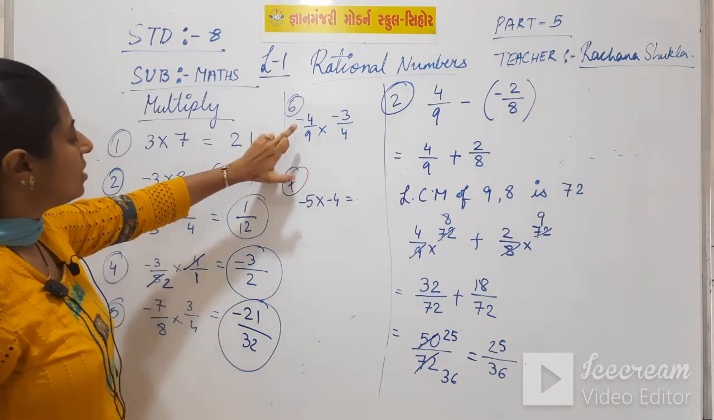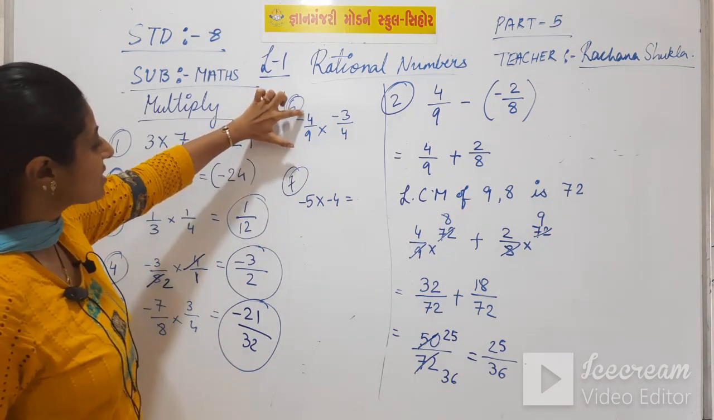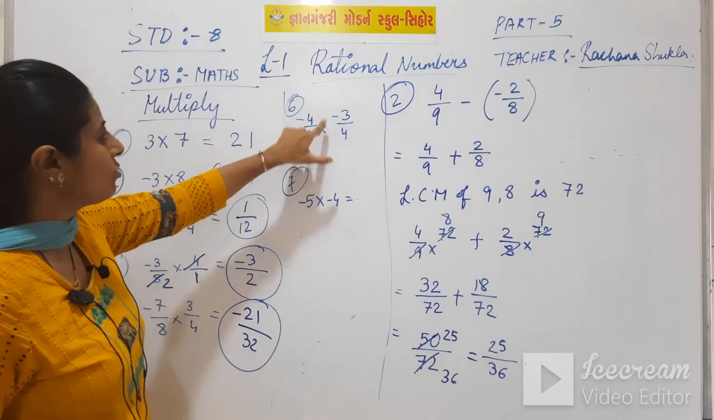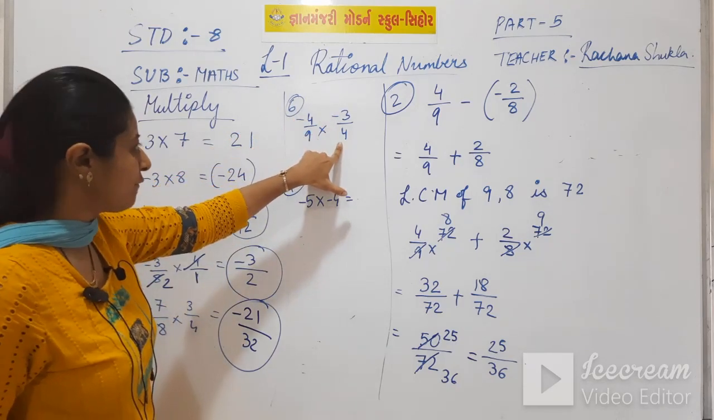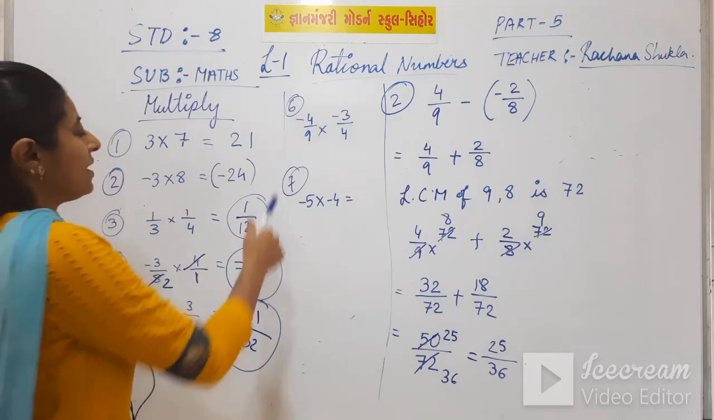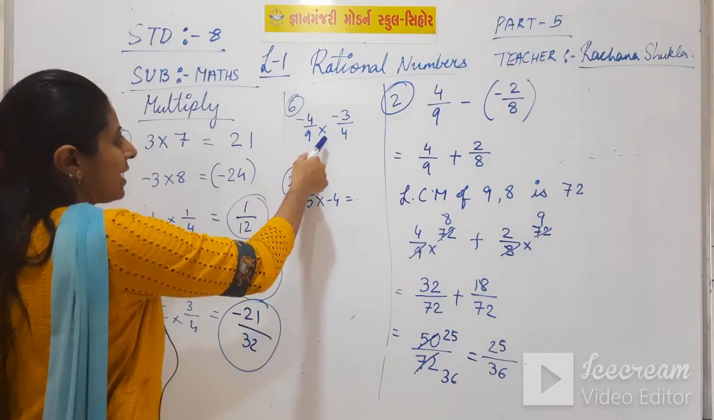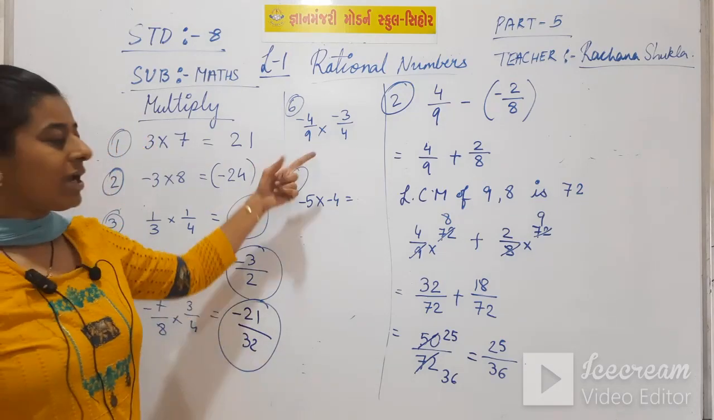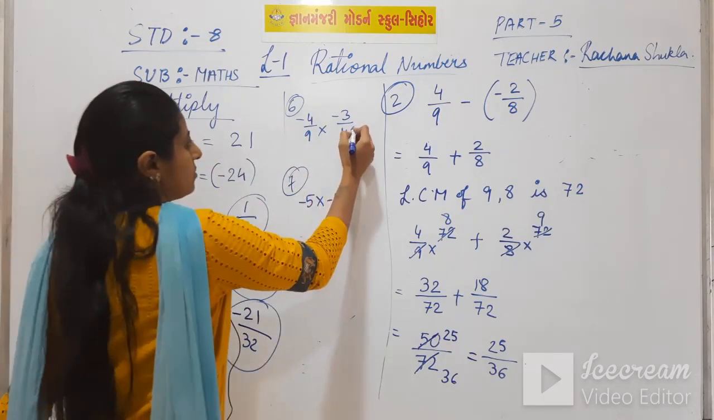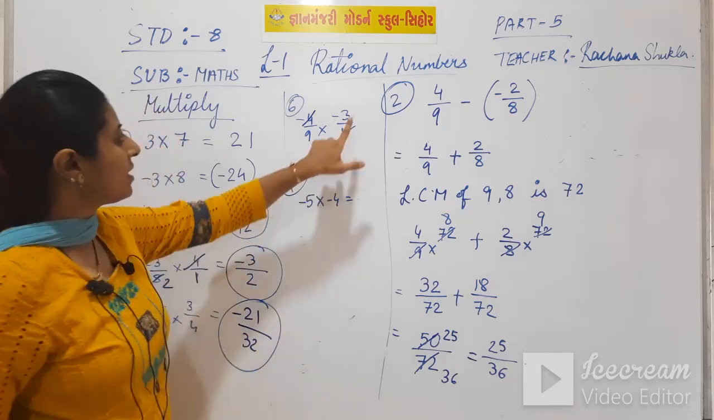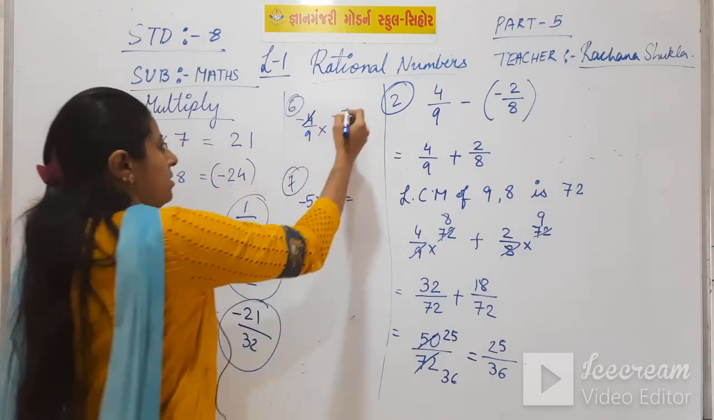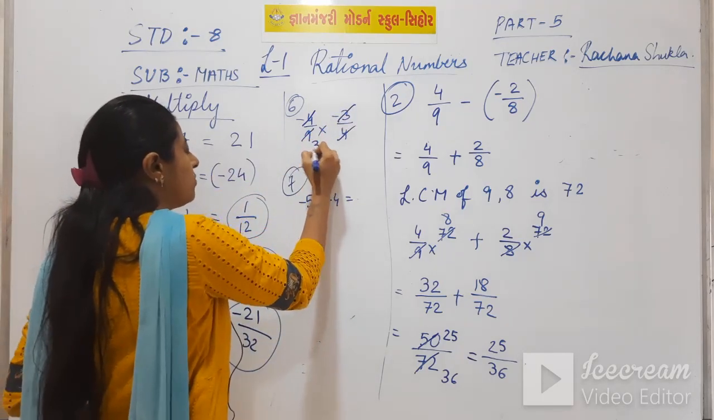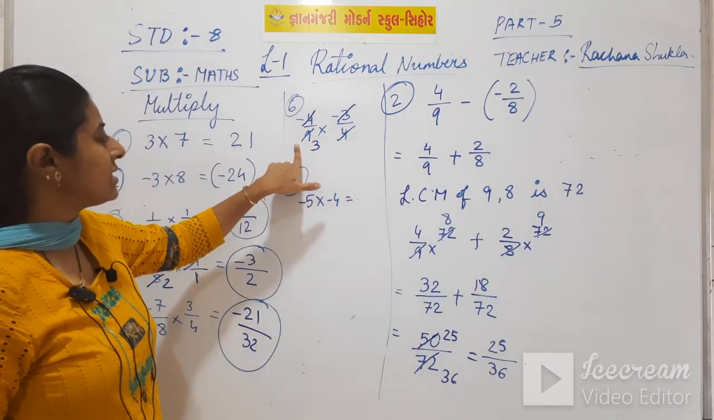Another sum, 6th number, minus 4 upon 9 into minus 3 upon 4. Once again I repeat, minus 4 upon 9 into minus 3 upon 4. So you can see, you can cut 4 and 4 easily. Okay. Then 3 3s are 9. So cut 3 and here you will write 3 because 3 3s are 9.